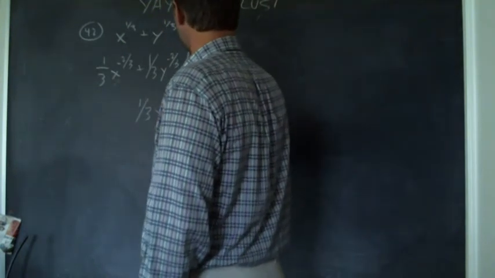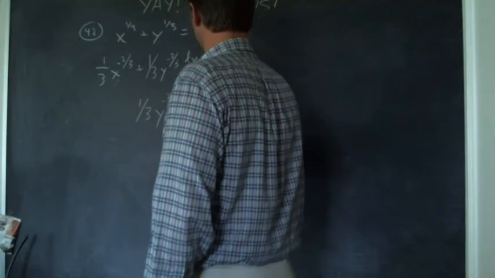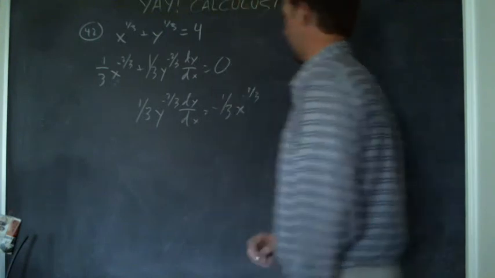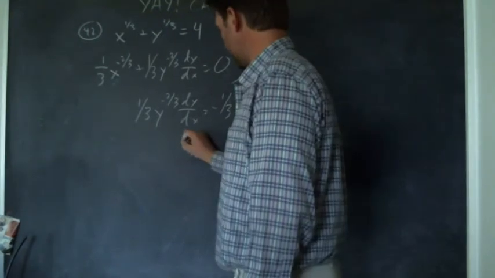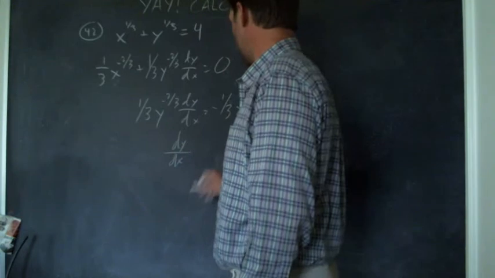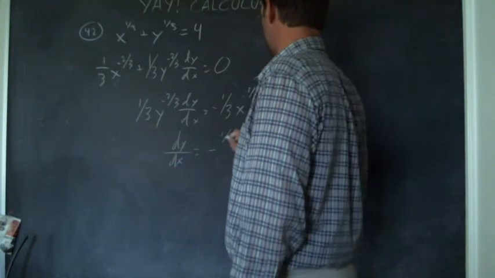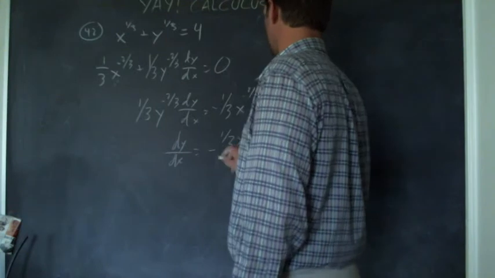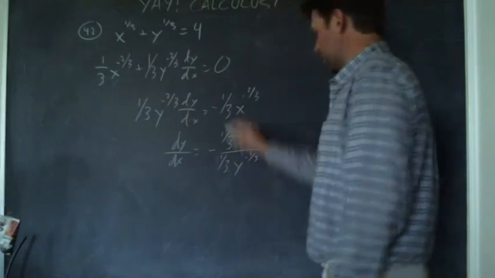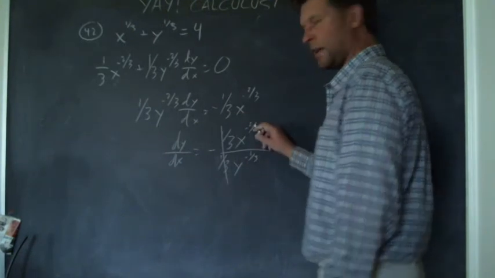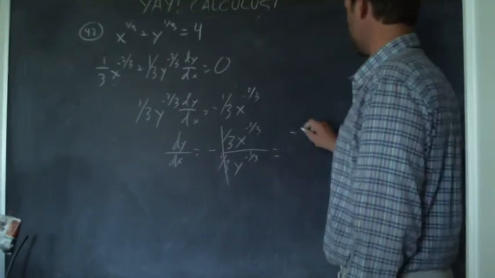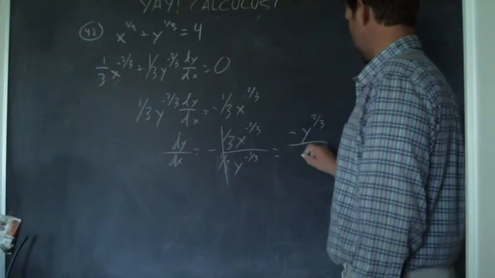1/3 y to the negative 2/3 dy/dx equals negative 1/3 x to the negative 2/3. We divide both sides. We get a longer piece of chalk. That'll wear me down to a nub. It equals negative 1/3 x to the negative 2/3 over 1/3 y to the negative 2/3. Now, thirds will clearly cancel. And these two can switch places because the negative exponent up top means we bring it down to the bottom, and a negative exponent at the bottom means we bring it up top. It's going to be negative y to the 2/3 over x to the 2/3.